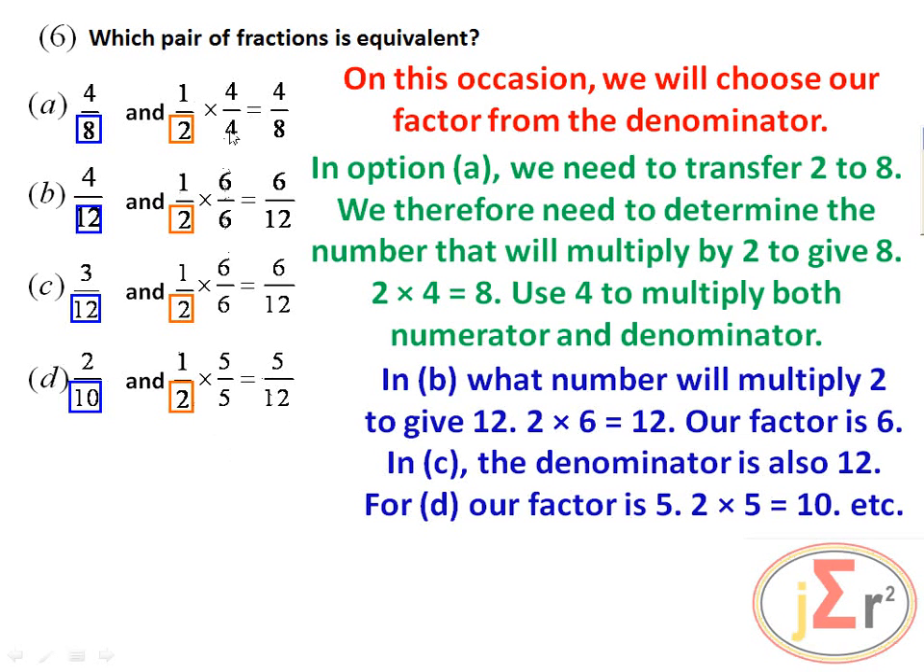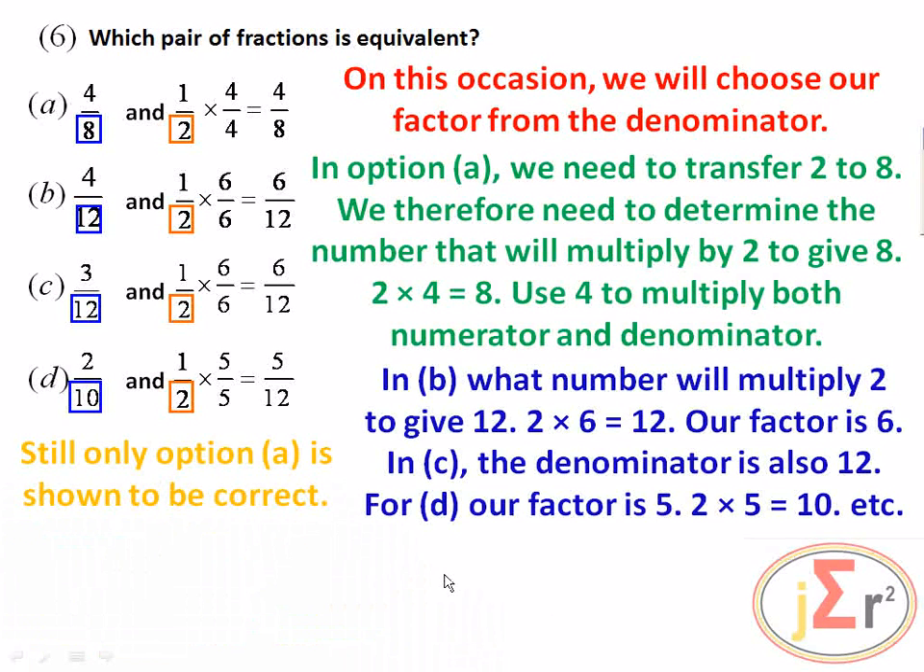In the first case, we multiply by 4, as indicated. 2 times 4 is equal to 8. So we multiply both numerator and denominator by 4. The result is 4 over 8. Because we are focusing on the denominator, 2 sixes are 12. So our factor, we call that 6. 6 over 6 to multiply. And the same thing for option C. And to move from 2 to 10, we multiply by 5. So the factor that we use right there is 5.